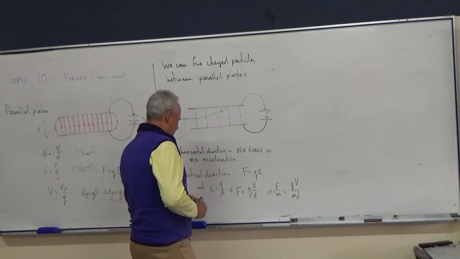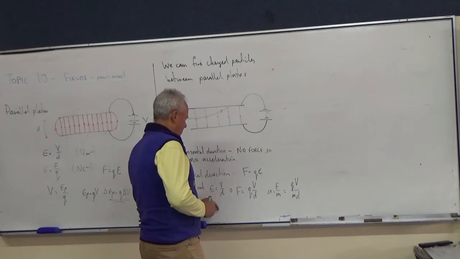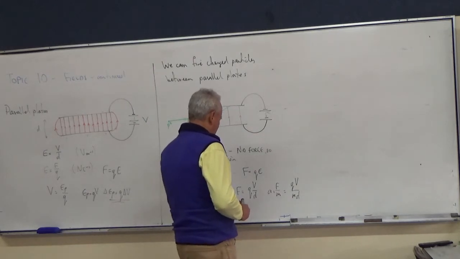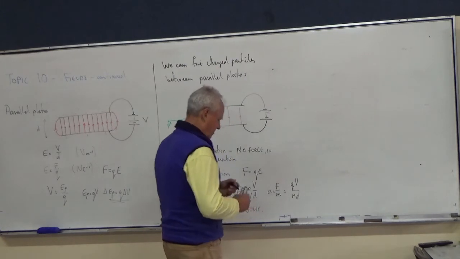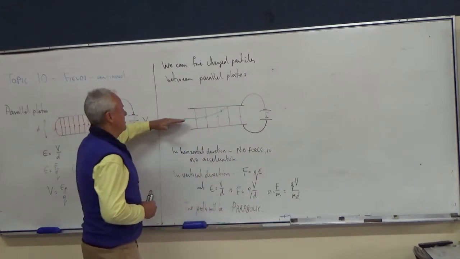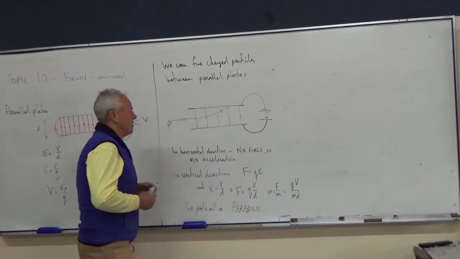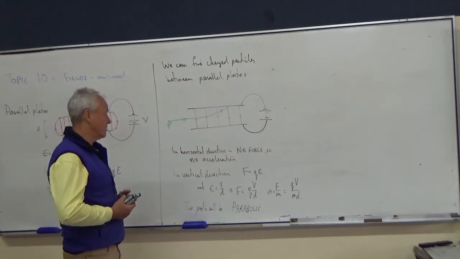The path will be parabolic. And probably it's only going to bend a little bit, it depends on how strong the field is.